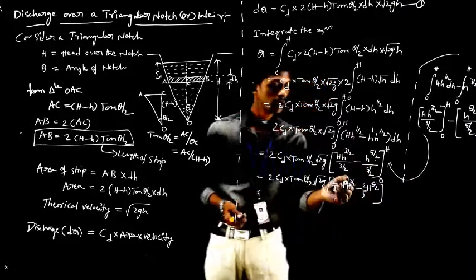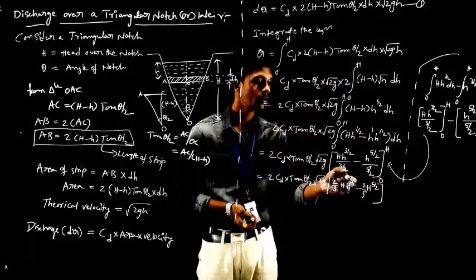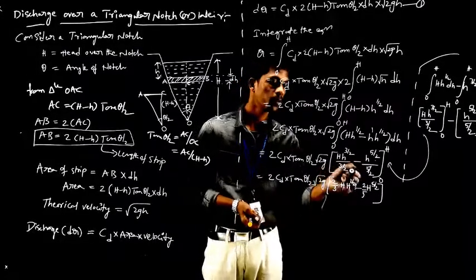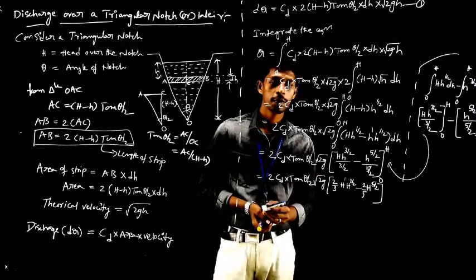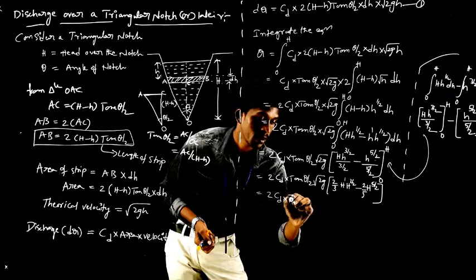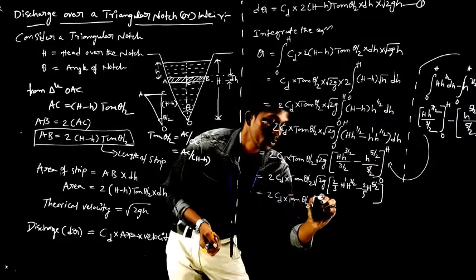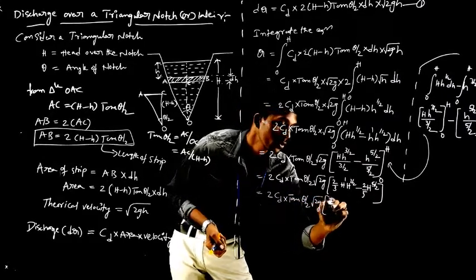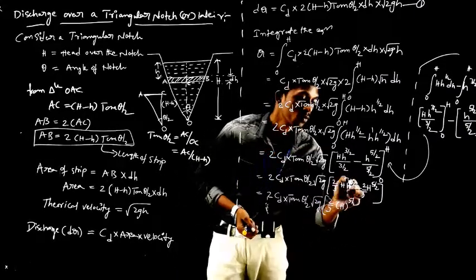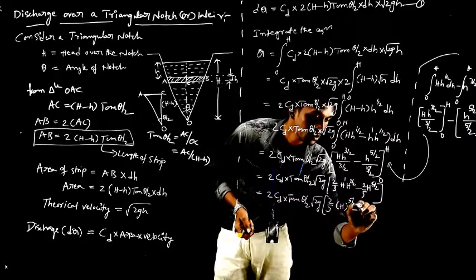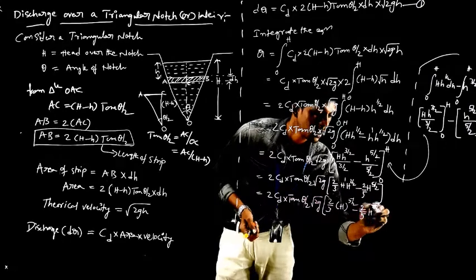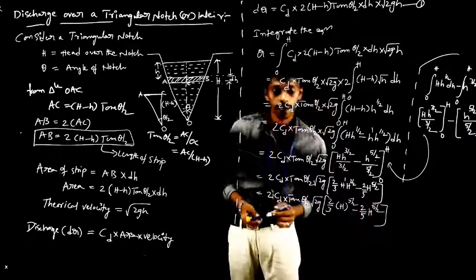Right. So say this h into h power 3 by 2. Right. What will be the answer? H power 1 multiplied by h power 3 by 2, 1 plus 3 by 2. How much you will get? H power 5 by 2. Right. So 2 times CD multiplied by tan theta by 2 into root 2g. So 2/3 multiplied by h power 5 by 2, 1 plus 3 by 2, minus 2 by 5 multiplied by h power 5 by 2 I have.